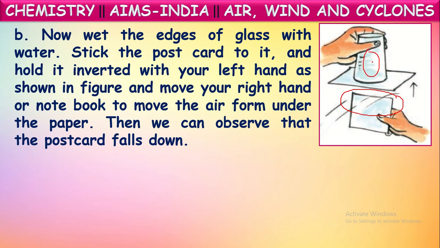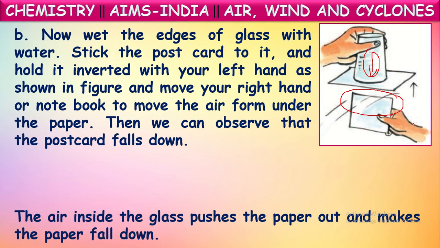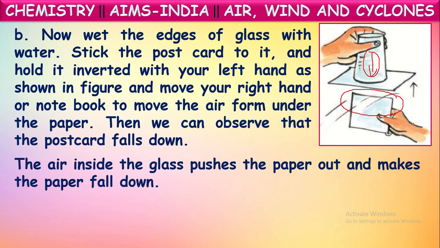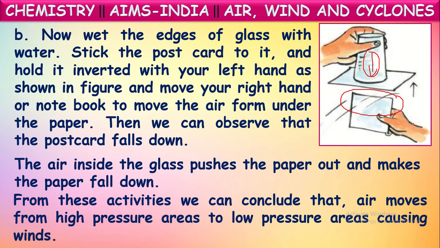So when compared to the pressure inside, the pressure below the card is low. Now, air starts moving from high pressure area to low pressure area, and hence it pushes the postcard down. Thus, it falls down. So the air inside the glass pushes the paper out and makes the paper fall down. Okay, this is because air moves from high pressure area to low pressure area. From these two activities, we can conclude that air moves from high pressure areas to low pressure areas, causing winds. Okay, this is a cause for winds.